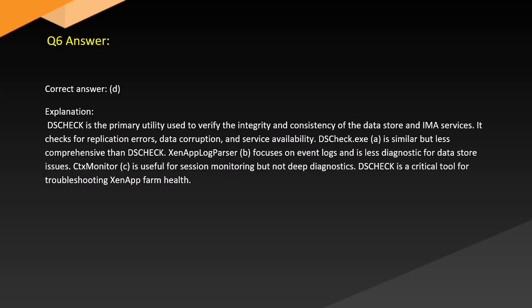Answer. Correct answer: D. Explanation. DCheck is the primary utility used to verify the integrity and consistency of the data store and mass services. It checks for replication errors, data corruption, and service availability. DCheck EXCA is similar but less comprehensive than DCheck.